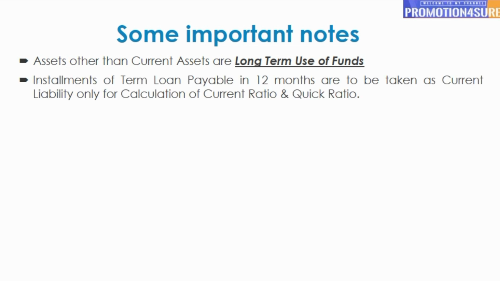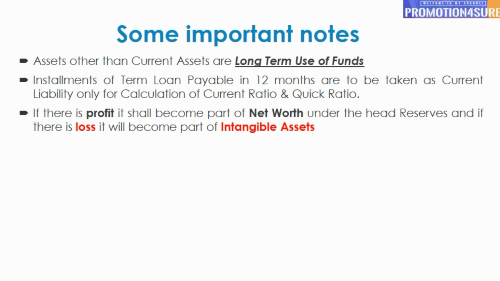Installment of term loan payable in 12 months is to be taken as current liability only for the calculation of current ratio and quick ratio. If there is profit, it shall become a part of the net worth under the head reserve, and if there is loss, it will become a part of intangible assets.